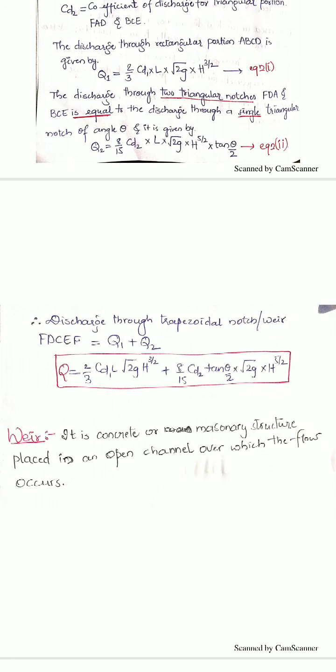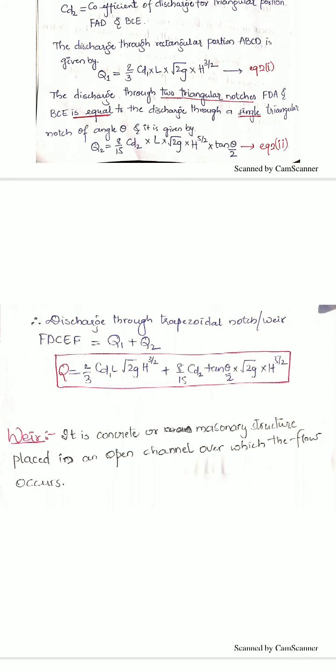So it becomes Q equals 2/3 Cd1 into L into square root of 2g into S to the power 3/2, plus 8/15 Cd2 into tan(theta/2) into square root of 2g into S to the power 5/2.